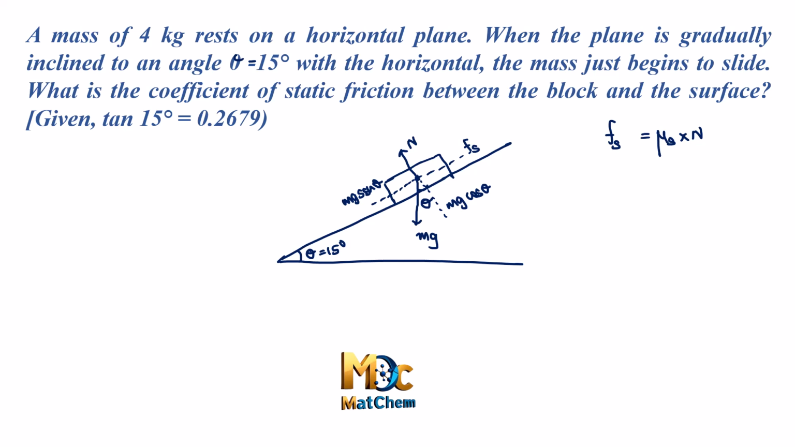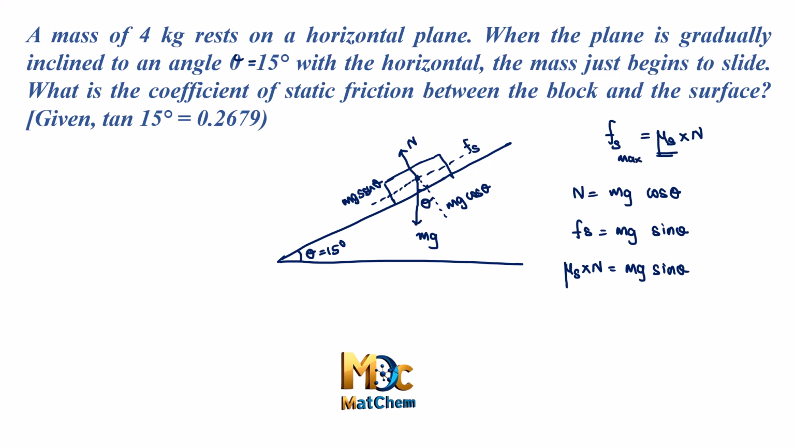Here we need to find the coefficient of static friction, mu s. Since N and mg cos theta are opposite to each other, we can write the normal reaction N is equal to mg cos theta. Also we can write Fs is equal to mg sin theta. We know that Fs is equal to mu s into N. So we can write Fs is equal to mu s into N, that is equal to mg sin theta. This is Fs max.